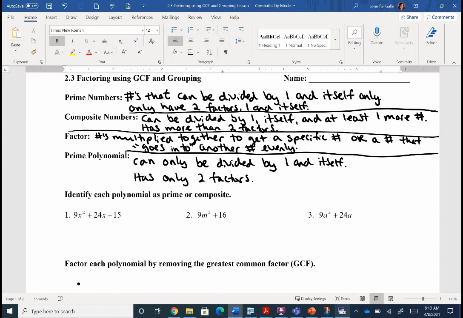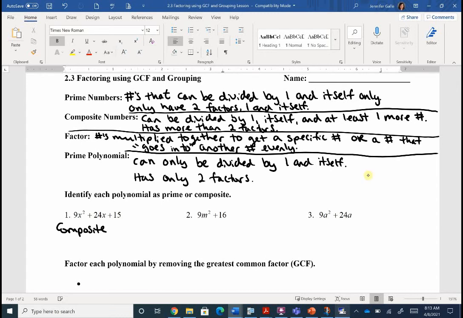As you look at number one, look at the number pieces. We've got a 9, a 24, and a 15. Is there a number other than 1 that could go into all three of those? What do you think? I see a few people nodding your head, yes. What could work? 3 could. 3 can go into 24, 3 can go into 9, 3 can go into 15. So this would be considered composite.